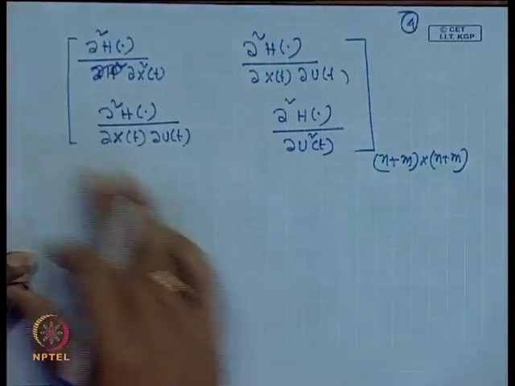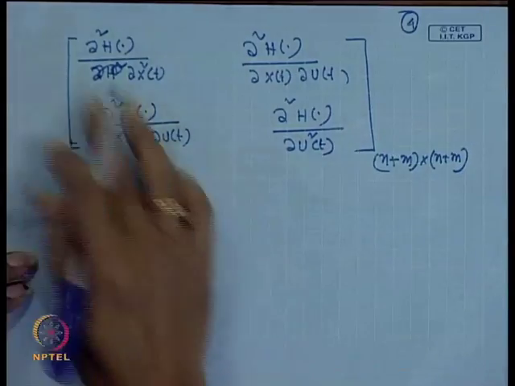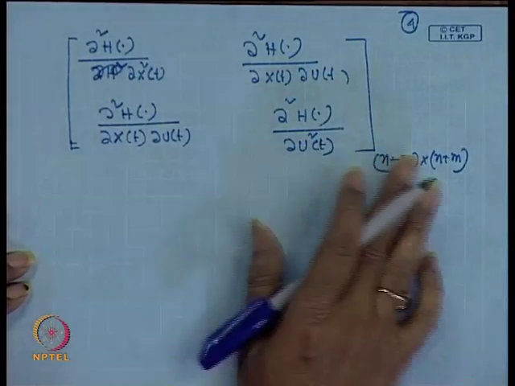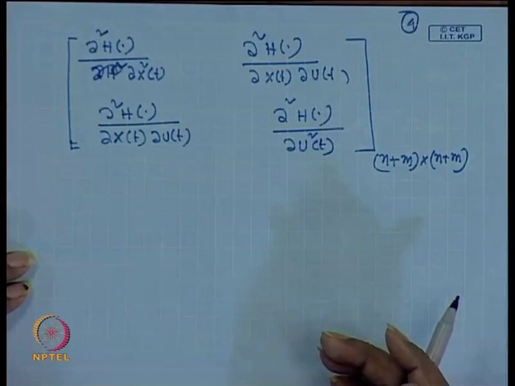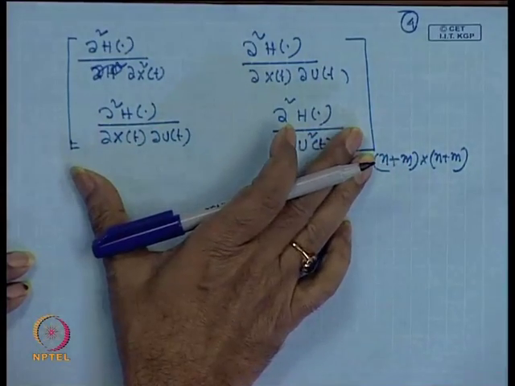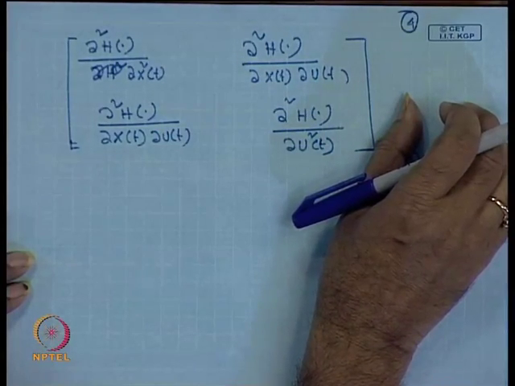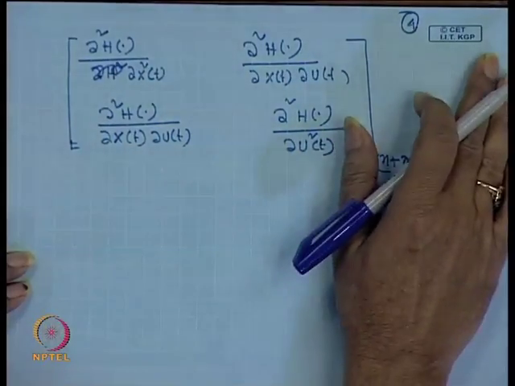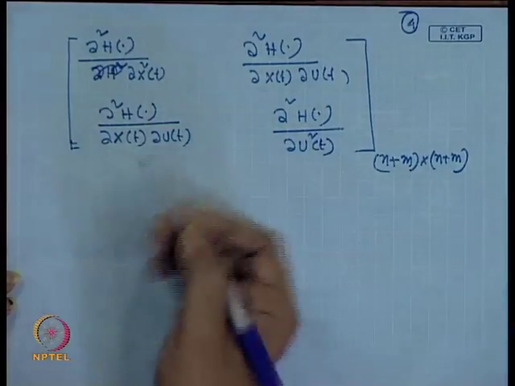So, this is a symmetric matrix, and we have to check whether it gives the sufficiency condition, that is, whether it is a maximum or minimum. If this matrix is positive definite, then we will get the minimum value of the function. If this matrix is negative definite, then we will get the maximum value of the function. Let us see this one.